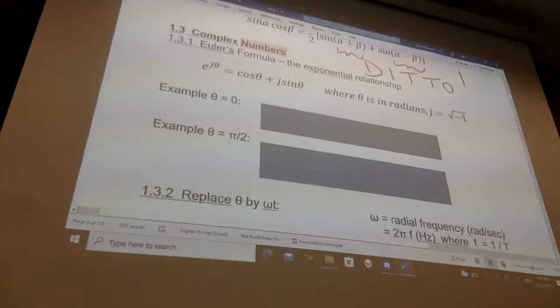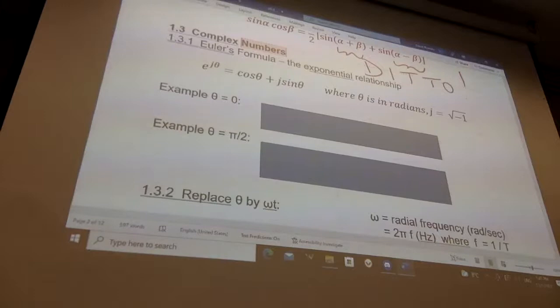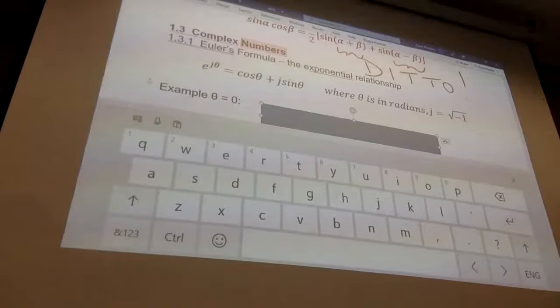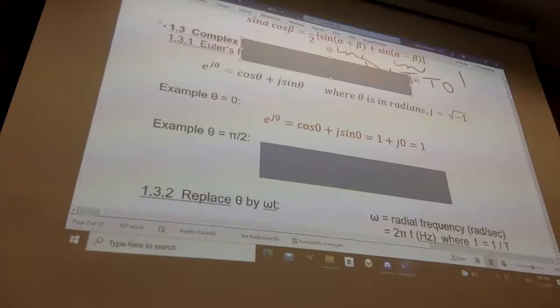So you know this order. You could write e to the j theta equals cos theta plus j sine theta. Theta is in radians. Never forget that. It's not in degrees. j is the square root of negative one. Just plug in a couple of simple cases. I always like to take a formula and plug in some cases. Does that make sense? Theta of zero should be one, right? One. Pi by 2, the next one should be j. j.